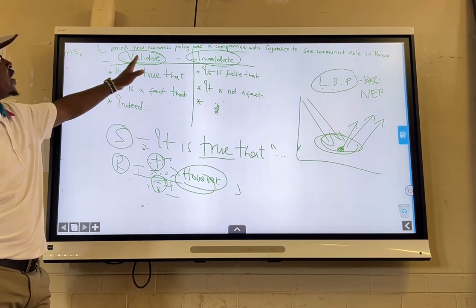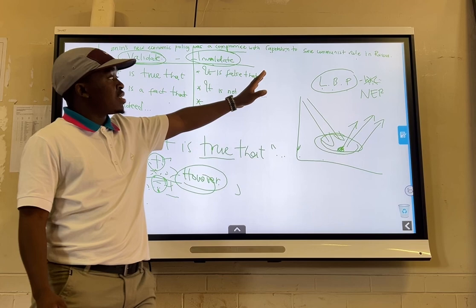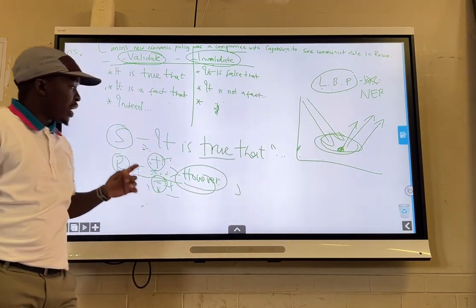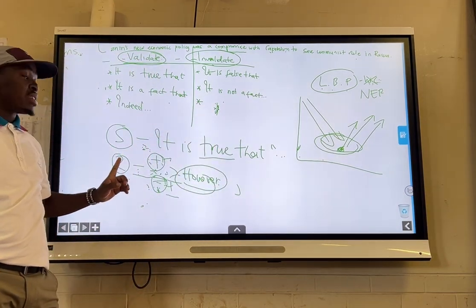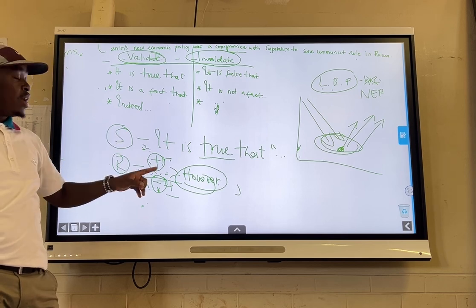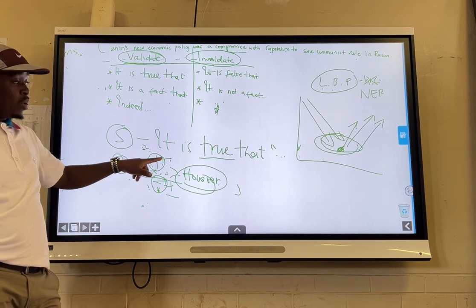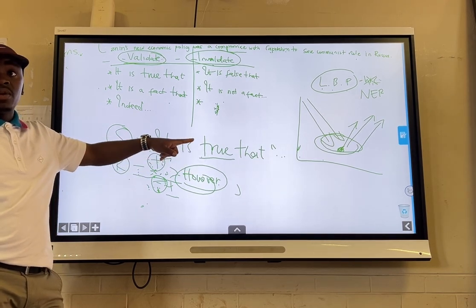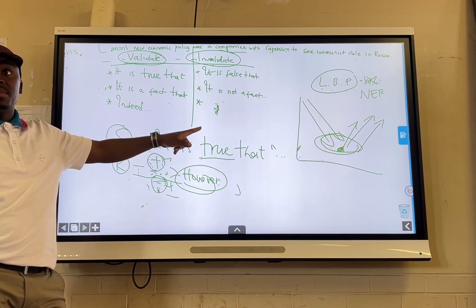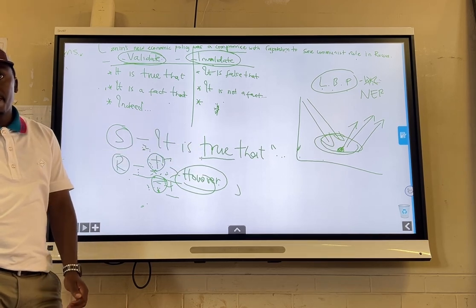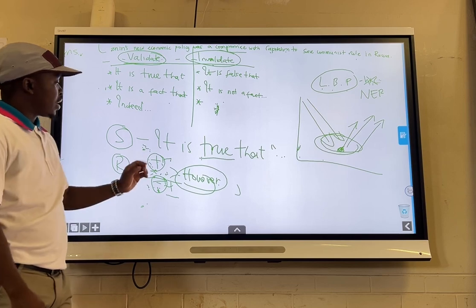You are saying it's true that Lenin's economic policy was a compromise with capitalism to save communist rule in Russia. And I'm saying if you validate, you need to give us a first account, which is a reason. Your first account needs to be positive because you are saying it is true. If you are saying it is false, that basically means your first account should be negative, right? So let us look at this in context.